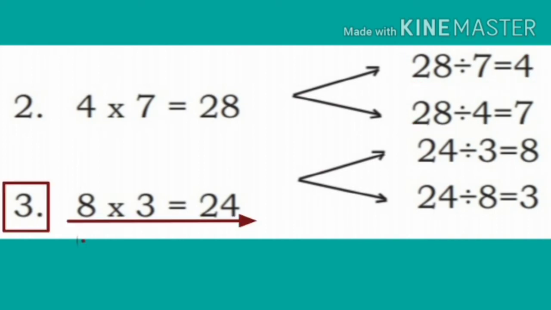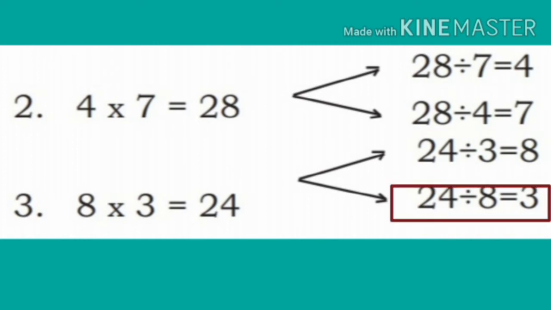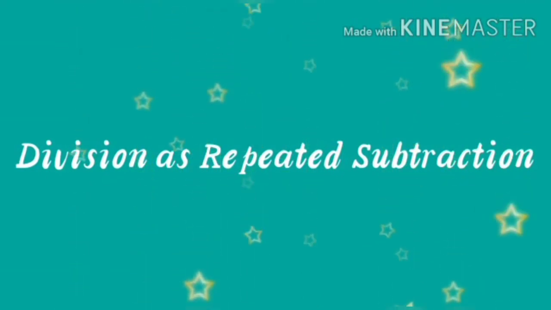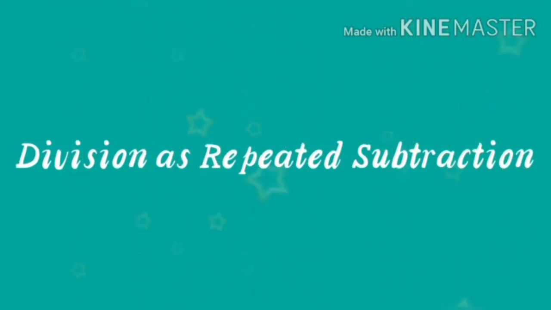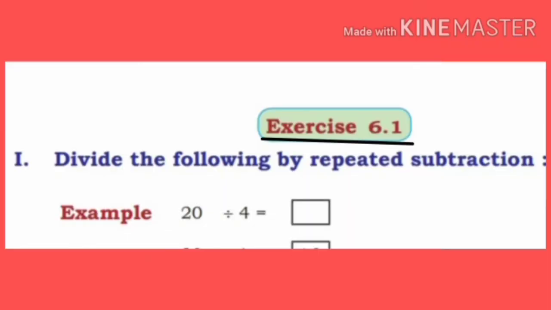Now the third example. 8 into 3 is equal to 24. Here the division form is 24 divided by 3 is equal to 8, and 24 divided by 8 is equal to 3. In the previous class, you have already learnt about division as repeated subtraction. Let us continue chapter 6, division. Let us solve exercise 6.1.